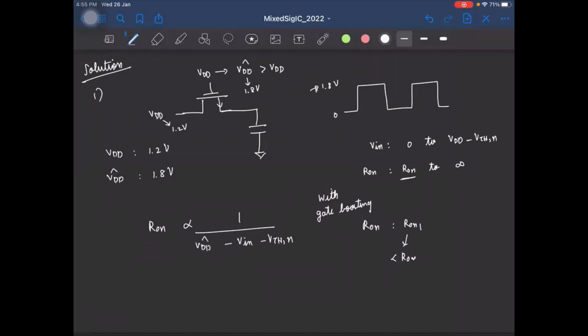VDD hat, right? Since we are using a higher voltage for this VDD hat, the R on that you get for this case, that is R on 1, will be less than the on resistance you got for the earlier case, right? And when you increase it to VDD minus VTHN, this is no longer going to infinity. It will be some R on 2. Okay. So this has not solved the problem completely, but has made sure that when you increase the input from 0 and move it closer and closer to VDD, the variation in the on resistance is reduced a lot. Okay. So this will help with the linearity to some extent.